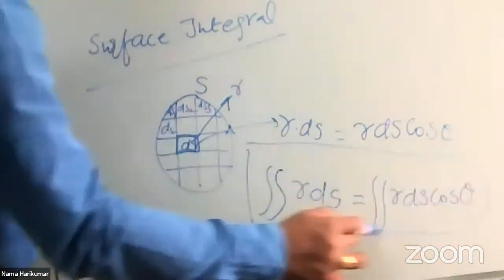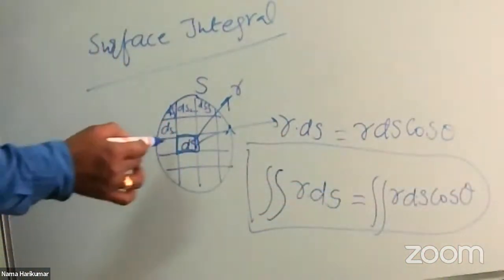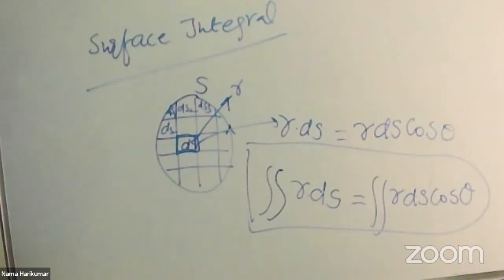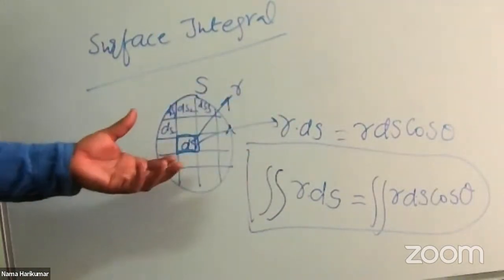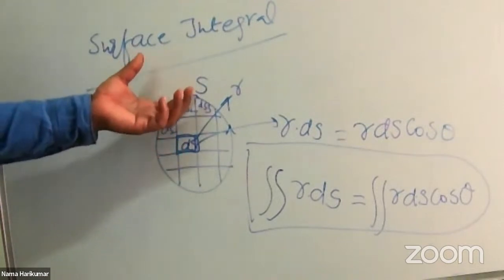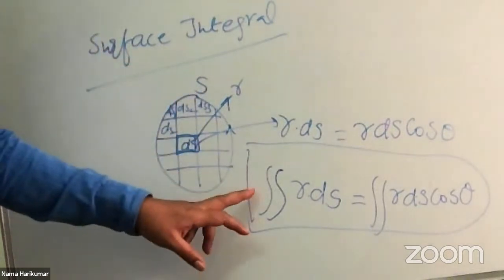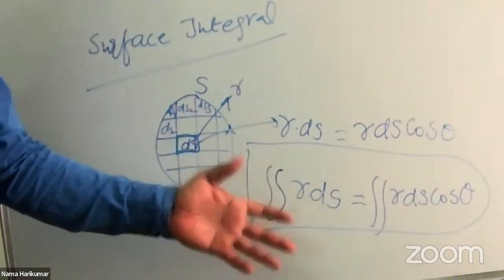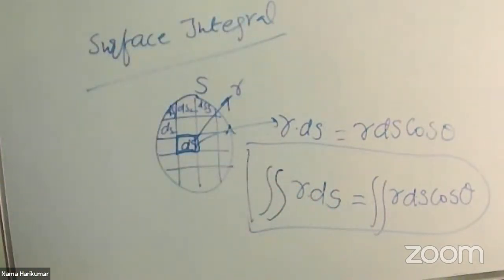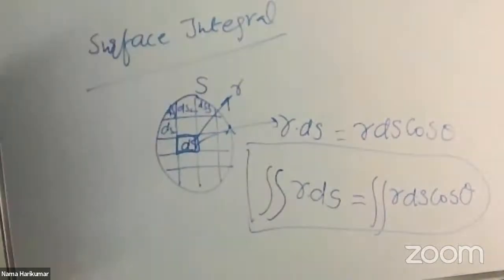Okay, so this is a small area. This is a dS. This small area value is r dot dS. So all small areas we have to consider, then we write the double integration of r dot dS. Yes, it is clear? Right. Okay, so we can write it in the surface integral process.